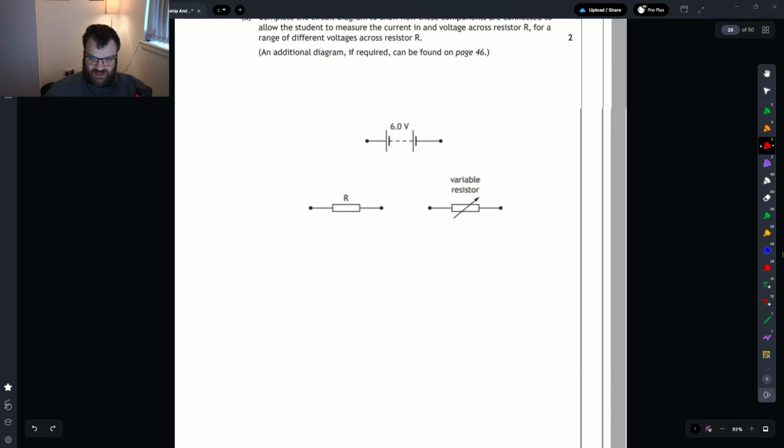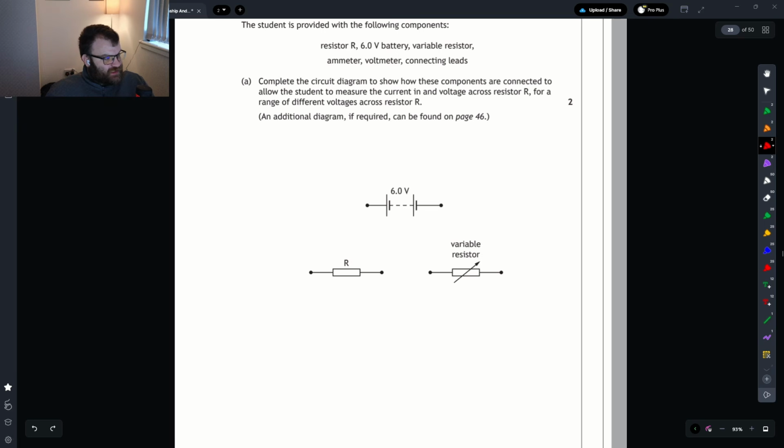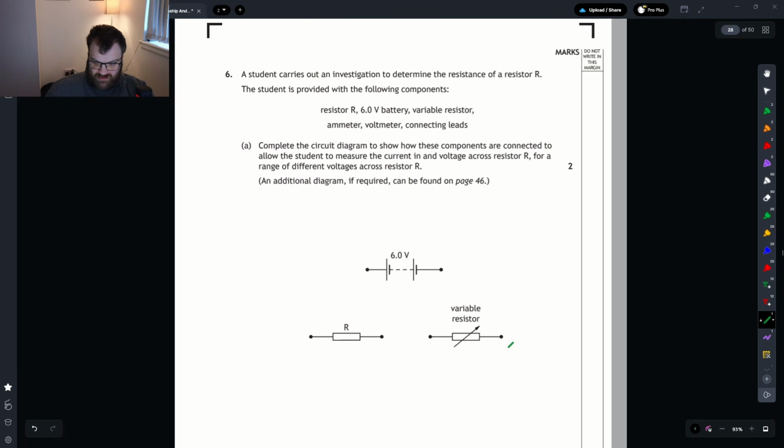Next one, we're asked to complete the circuit diagram to show how we're trying to measure the current in and the voltage across the resistor for a range of voltages across resistor R. Right, probably first, let's connect up here. Now we want a voltmeter across resistor R, so we put it coming out like that. Let's just join those two up, and then our voltmeter would be drawn like so.